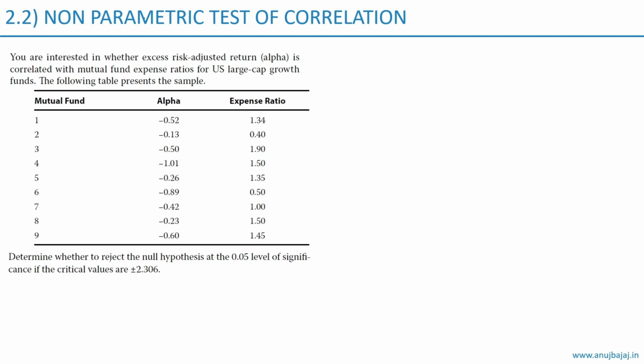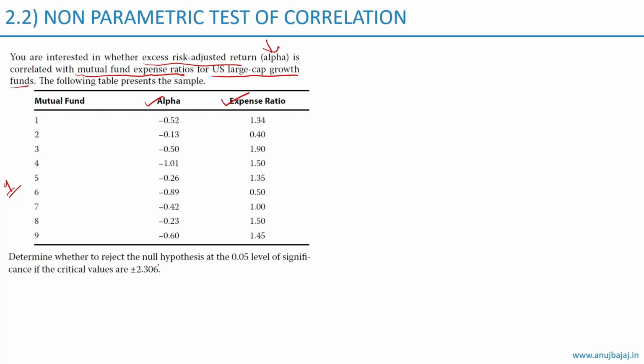Let us look at the following example. You are interested in whether the excess risk adjusted return, called the alpha, is correlated with the mutual fund expense ratio for the US large cap growth funds. So we have a sample size of 9 and we have the data of alpha and the expense ratio.